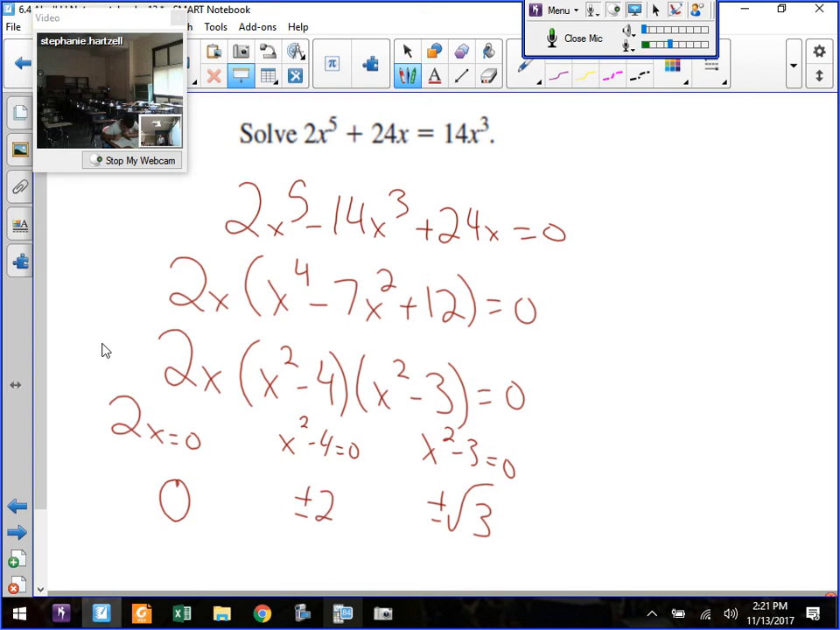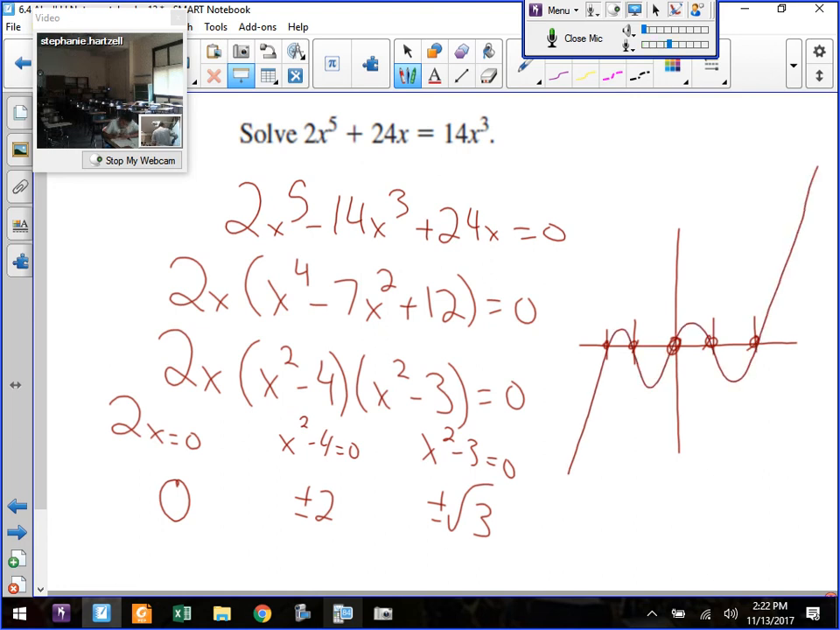What are your tails doing? They're down up? Because it's positive and odd, so they're down up. If they're down up, and you know that you have zeros at 2, -2, negative root 3, 0, root 3, and 2, doesn't it have to do this? It has to. How far or how high up these things go, I don't know. But it has to look like that. There's no multiplicity. There's no repeated zeros there. So it just has to continue through.